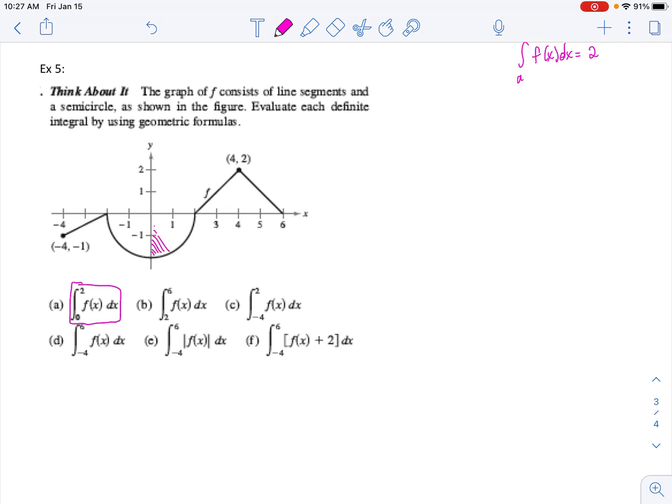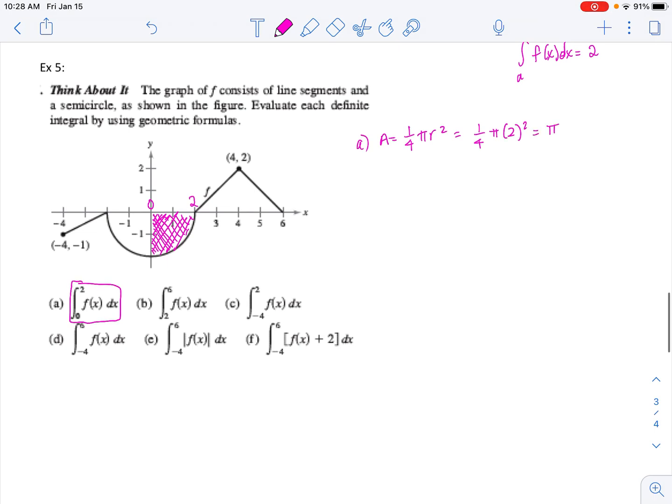So 0 to 2, I just want to cordon off, along those x values, 0 and 2, the portion of this curve that I am finding the area of. So we know that's a quarter circle actually this time, so the area for part A is 1/4 pi r squared, and that would be a radius of 2 again. And so now we just get pi for that, but pi is not our answer for part A. Our answer is negative pi because that area is situated below the x-axis.